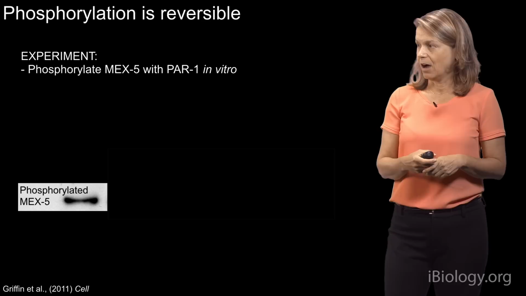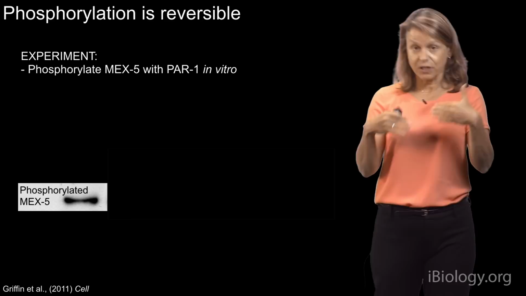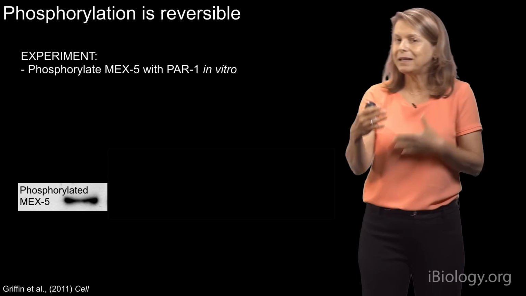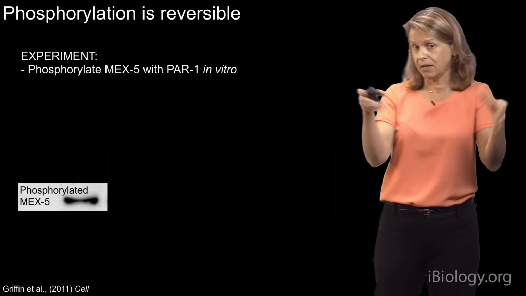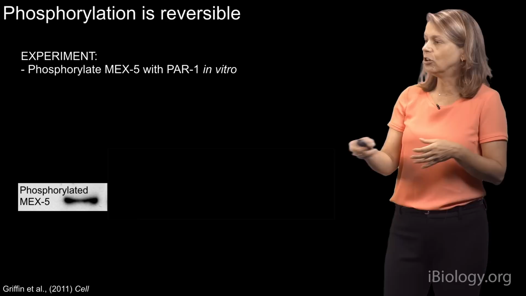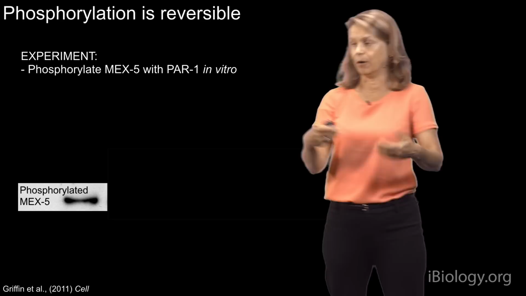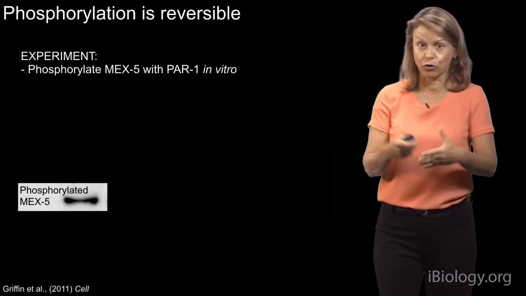All right, next experiment: we wondered whether this phosphorylation of MEX5 by PAR1 might be reversible. Could it be that MEX5 is actually cycling between being phosphorylated and unphosphorylated? To test this idea, we took MEX5 and PAR1 kinase in a test tube, put the two together, and looked at MEX5 phosphorylation using autoradiography, as shown here. The dark signal here shows you that MEX5 has been phosphorylated by PAR1.